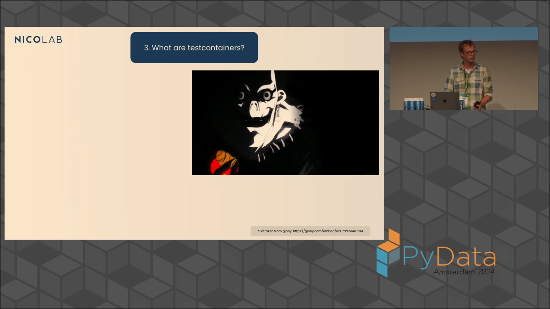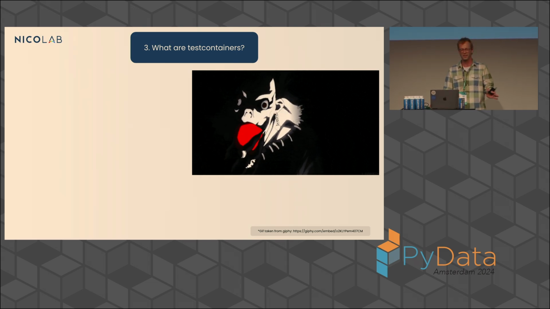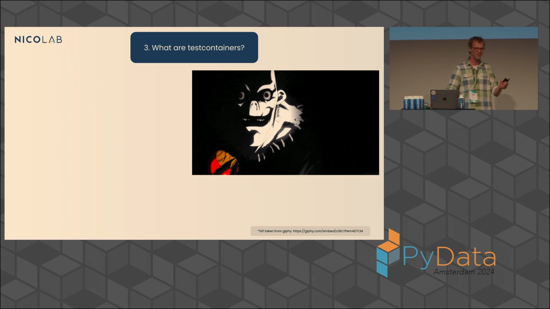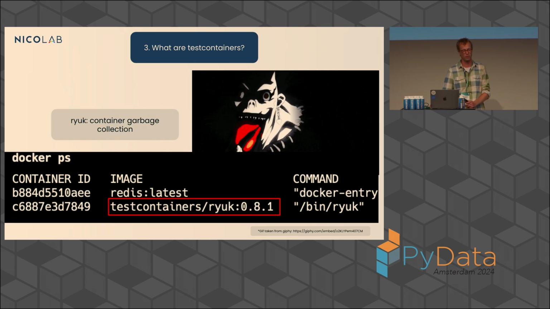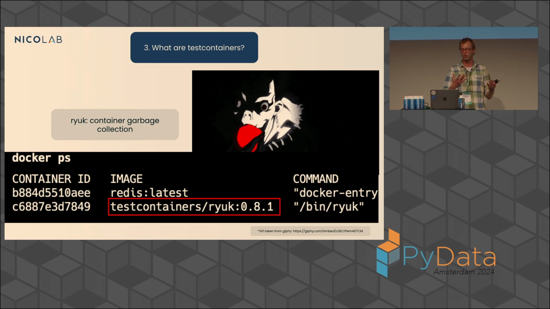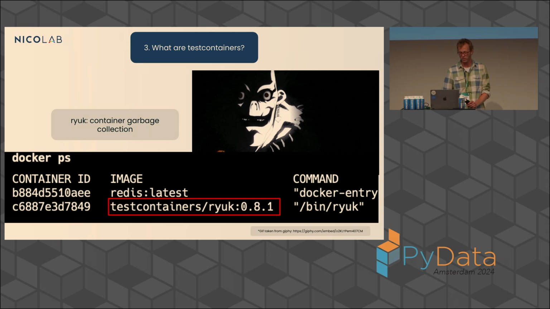Does anybody know who this dude is? One hand, nice. More. It's Ryuk. He's from some manga called Death Note, and he's kind of like the god of death. And Testcontainers named a container that they spin up for you after him, and it's really Docker garbage collection.